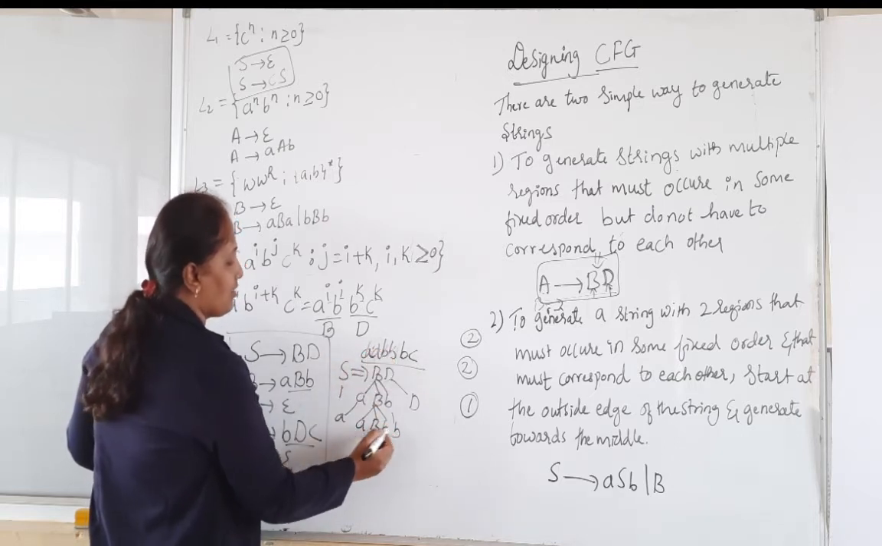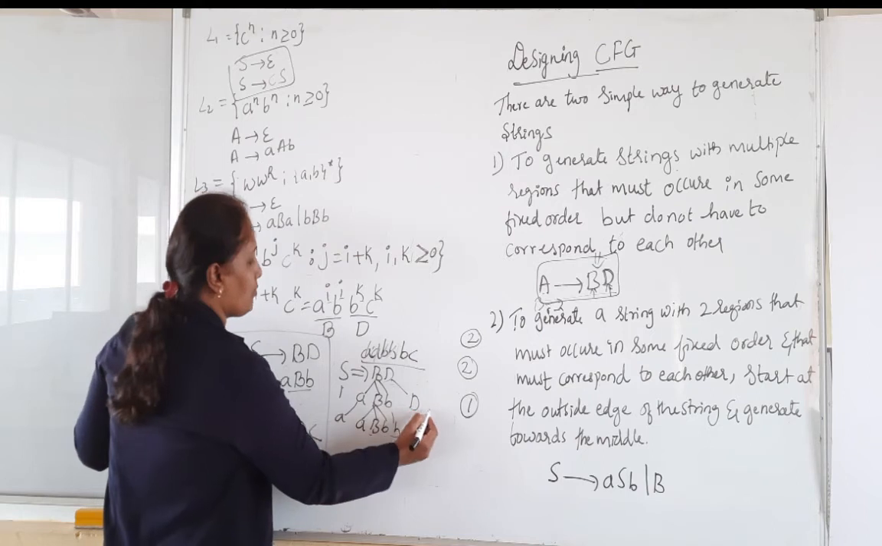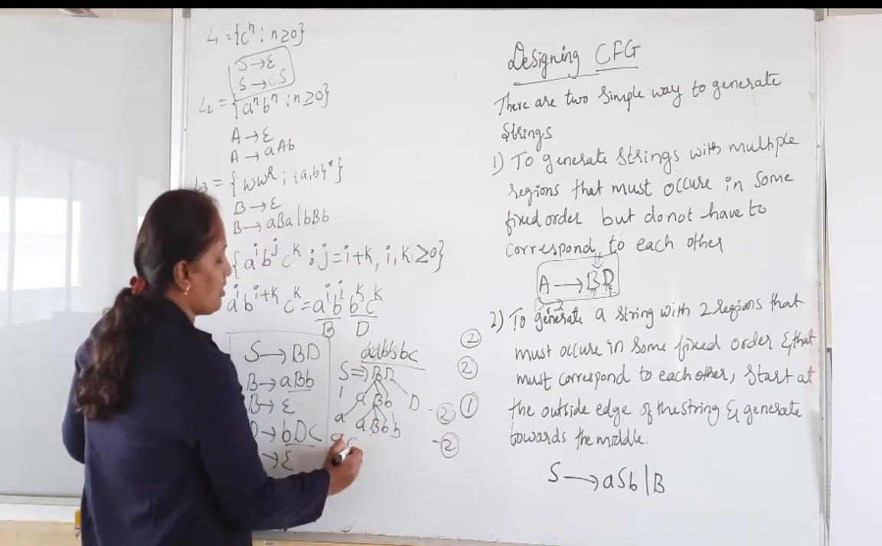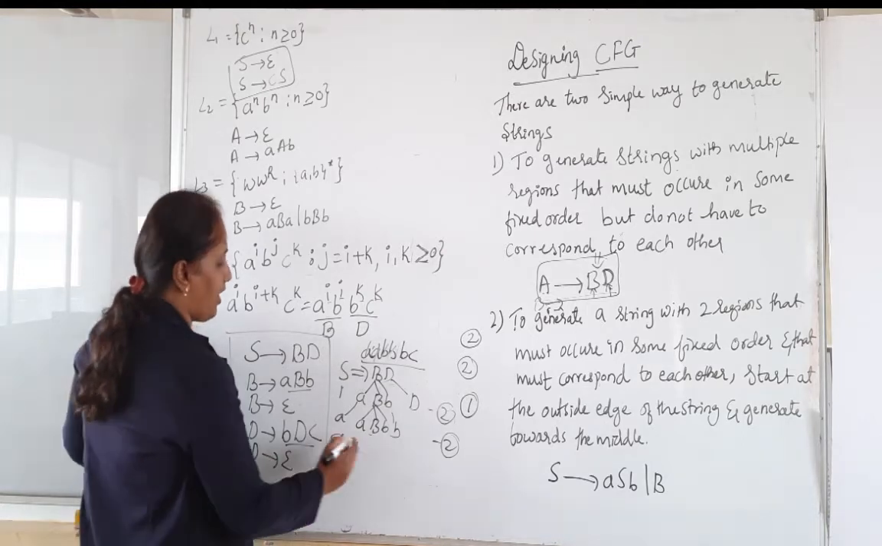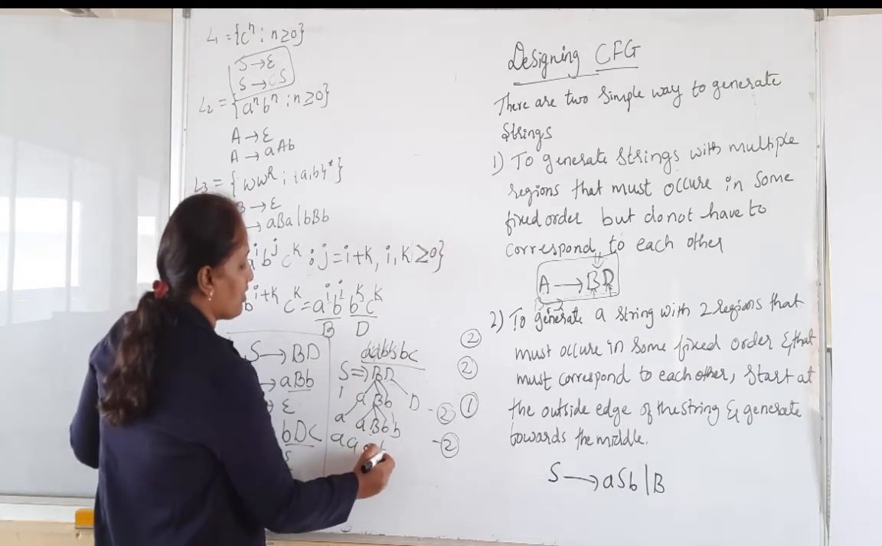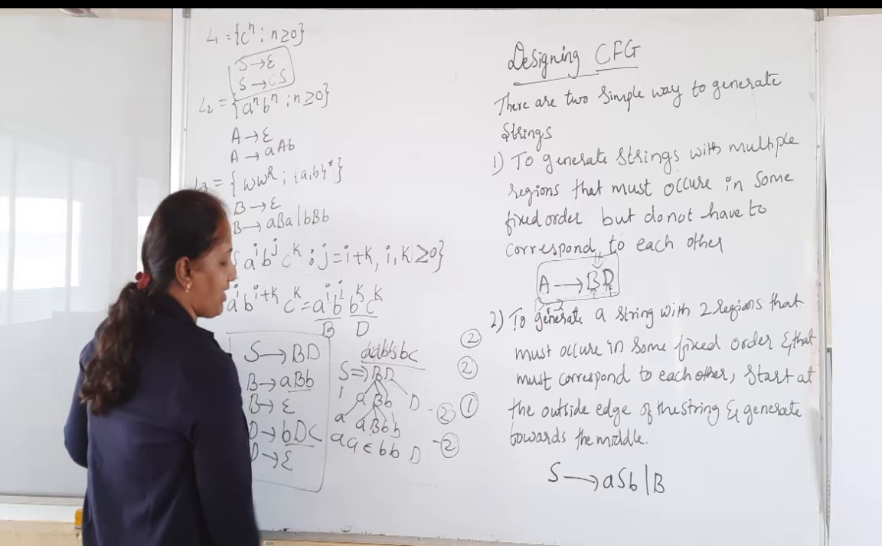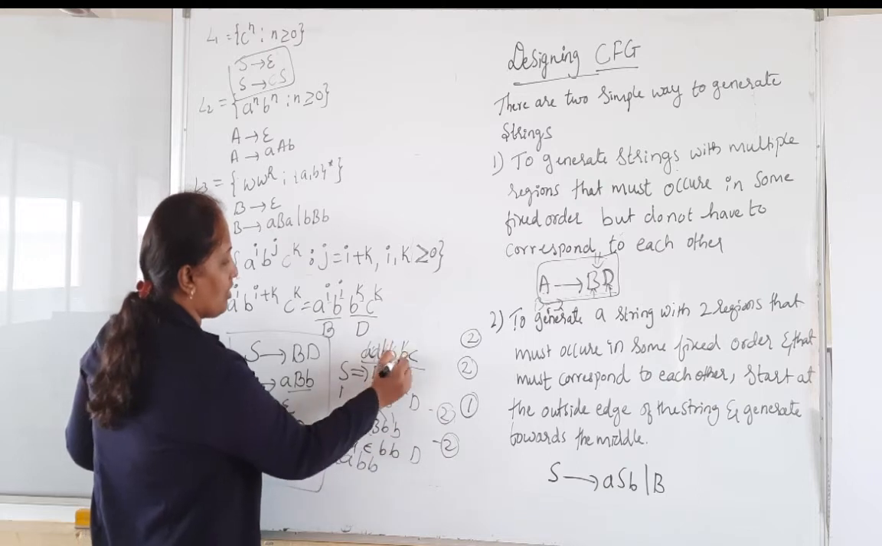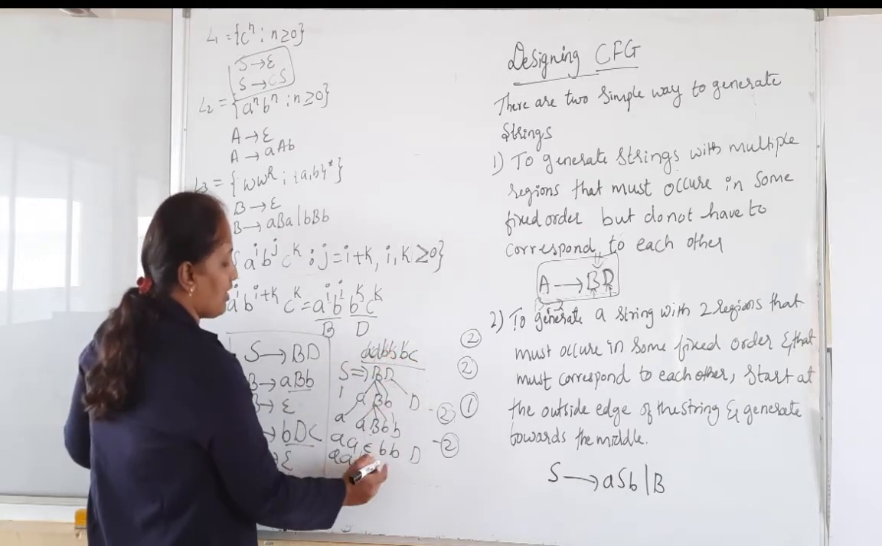After that, according to rule number 2, this is also according to rule number 2. Next, according to rule number 5, I will derive epsilon for this, and this D I will keep as it is. So A, B, B. Next, I must derive the BC for this D.